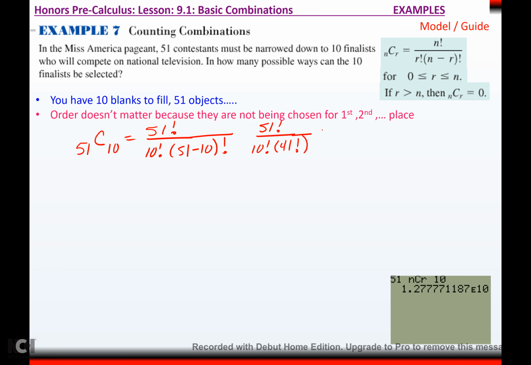Okay, and then if I write this out, this is going to be a huge pain. I'm going to have 51 times 50 times 49 times 48 times 47 times 46 times 45 times 44 times 43 times 42 times 41 factorial. I know I can stop there because this 41 factorial is going to cancel it out. On the bottom, I'm going to have 10 times 9 times 8 times 7 times 6 times 5 times 4 times 3 times 2 times 1 times 41 factorial.